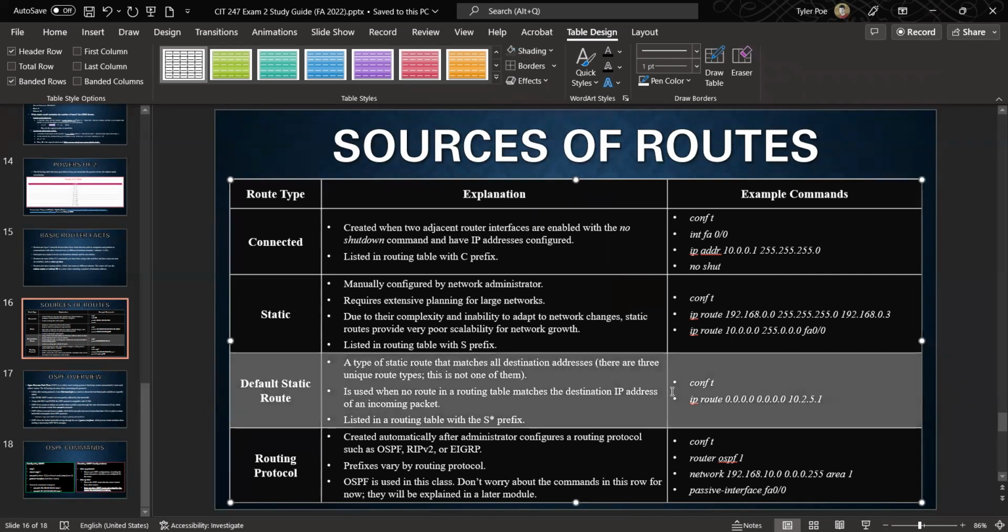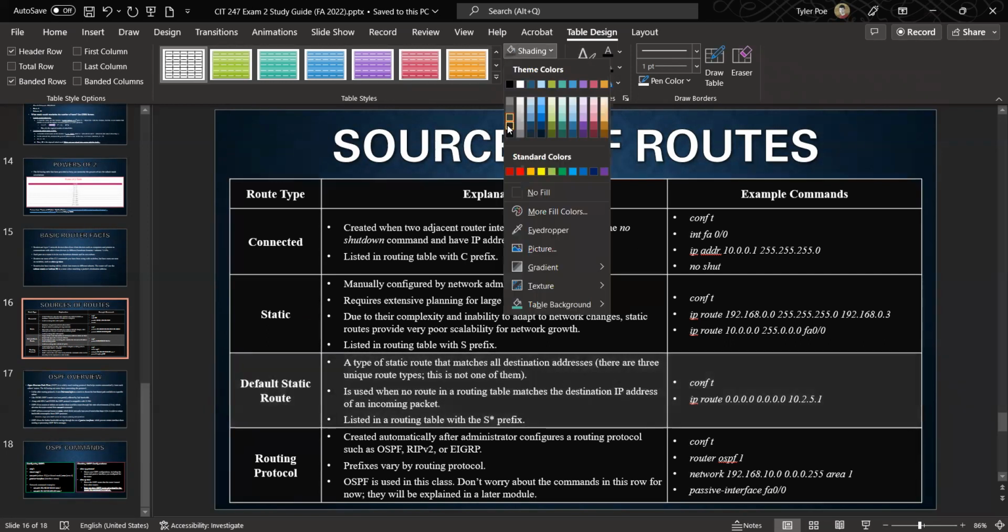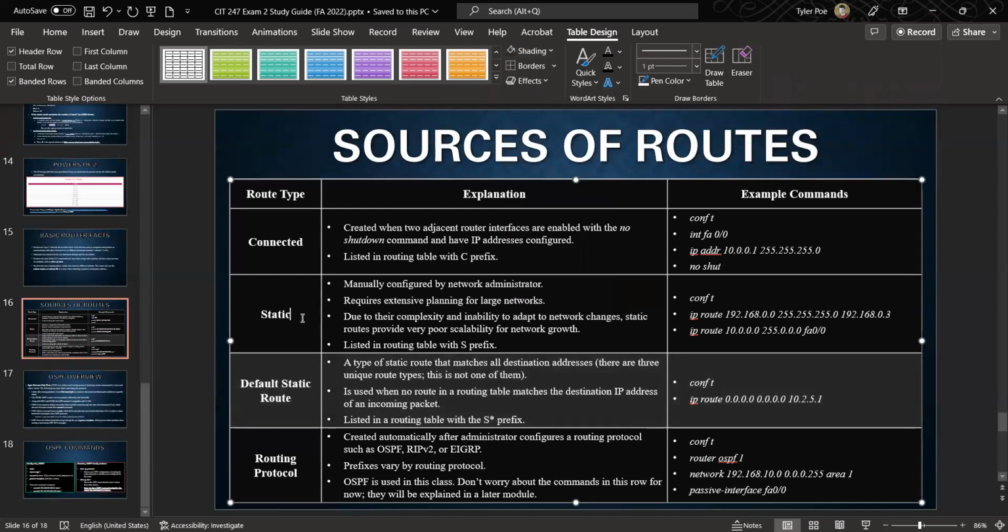It is a specific type of static route. The reason I include it is because you just need to know how to configure it, or why it's used. It is used when no route in a routing table matches the destination IP address of an incoming packet. It's listed with the asterisk sign in a routing table, and you just configure it by putting 2 rounds of 4 octets of zeros, and then the IP address of the router that is connected to the router you're configuring.